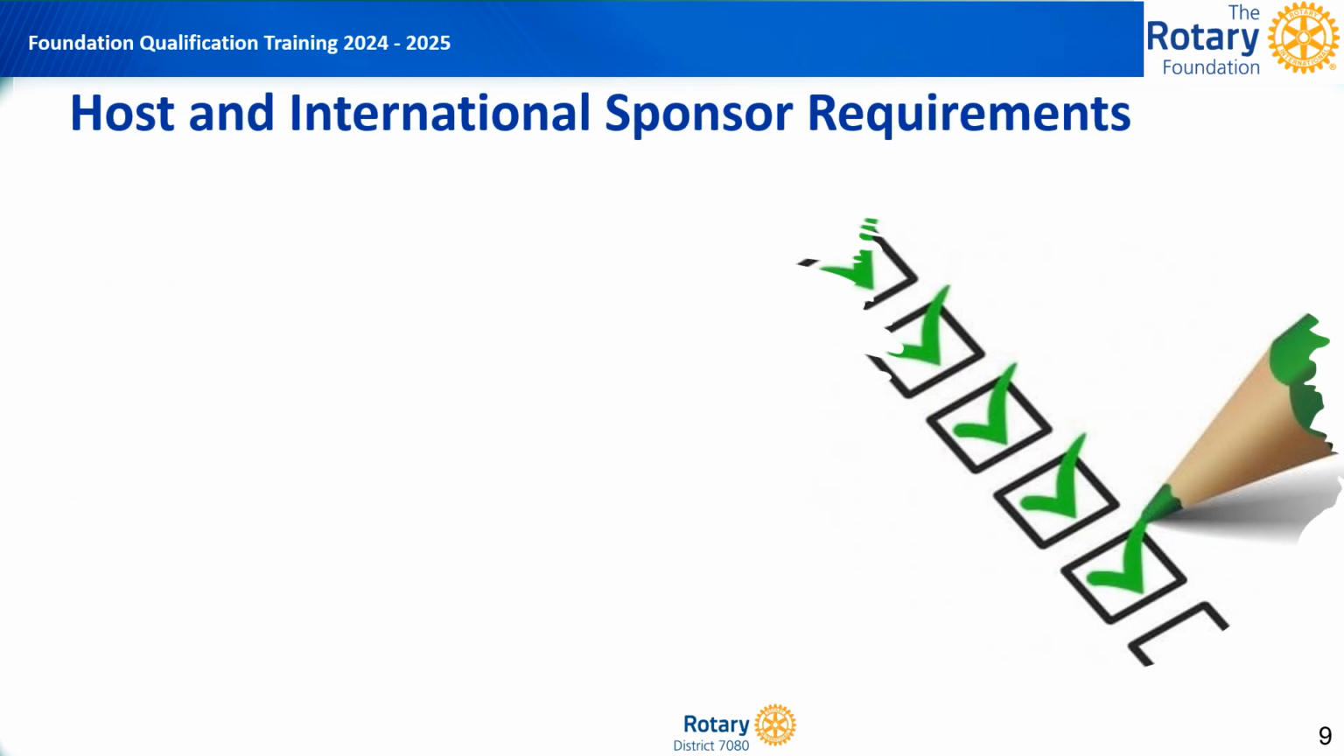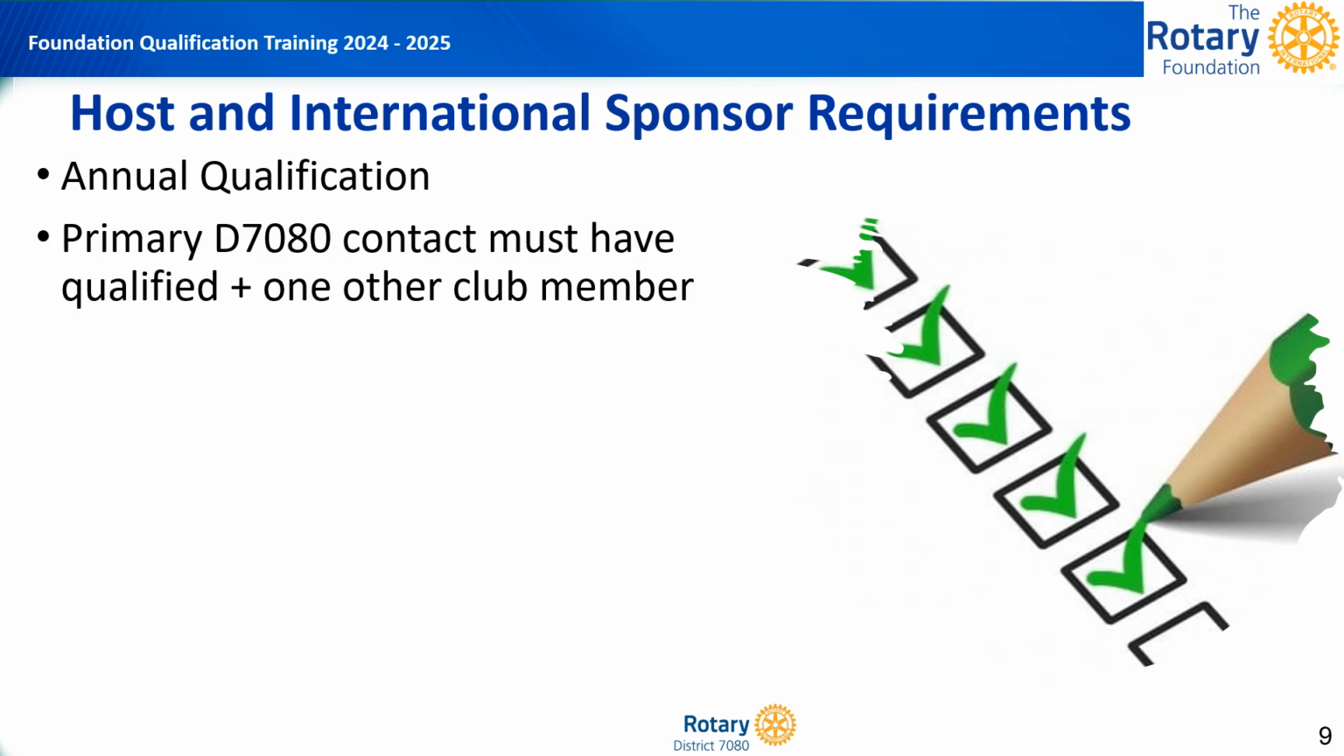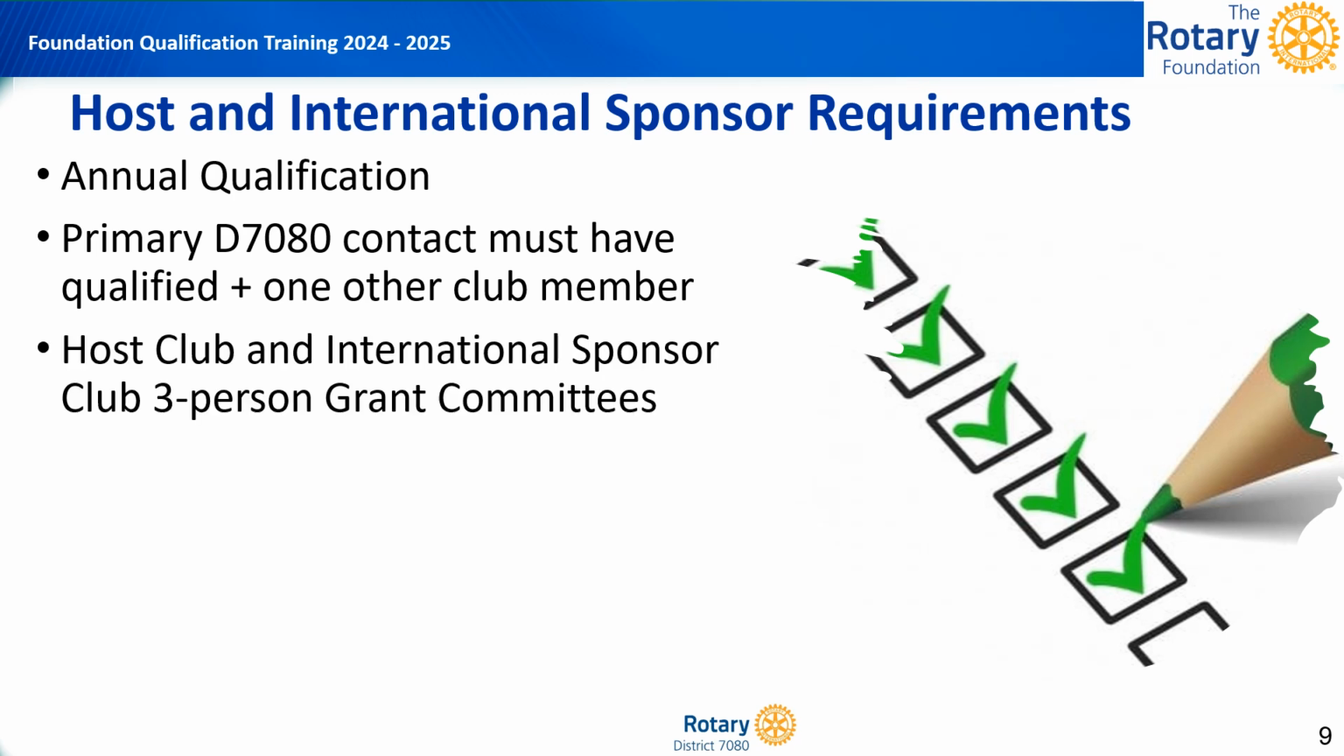Now let's review some of the requirements for global grants. Both clubs must qualify annually, and their districts must also be qualified. In our district, we require the primary contact plus one other club member to have qualified in the year that the global grant application is submitted to the Rotary Foundation. Both the host and international sponsor clubs must each establish a 3-person grant committee.